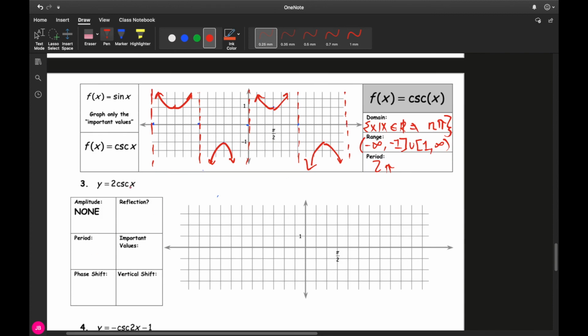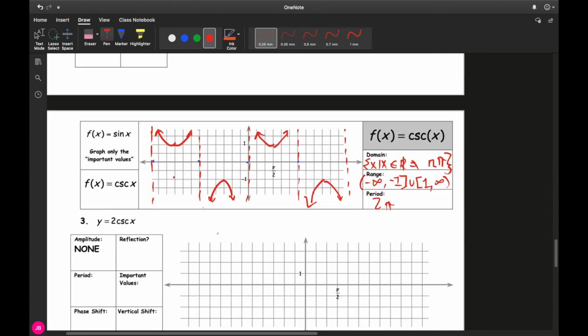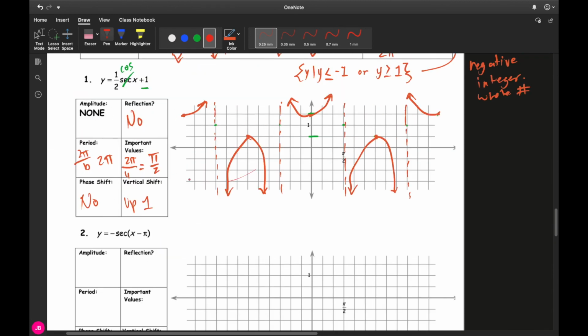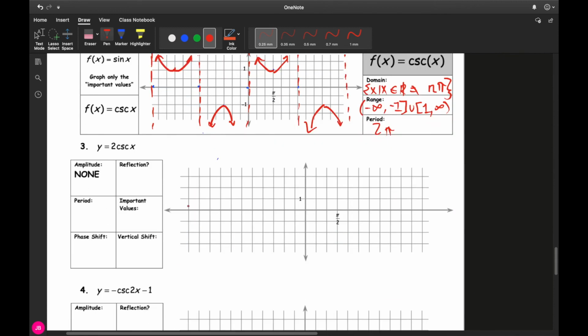And to graph these, it's going to be the exact same thing as you did over here. You're going to go ahead and graph sine, or just plot the important values, the important points. And then from that, you're going to go ahead and find your asymptotes and find the top of the hill and the bottom of the valley and just push away.